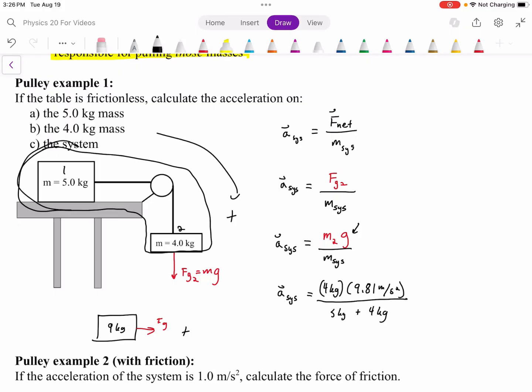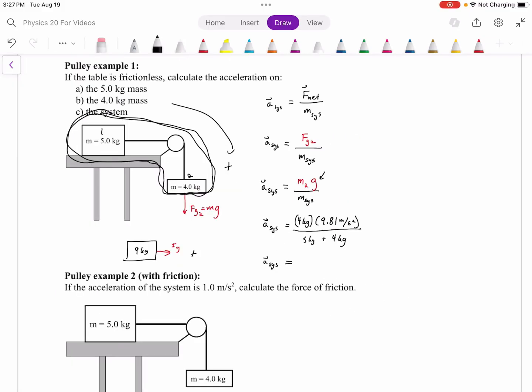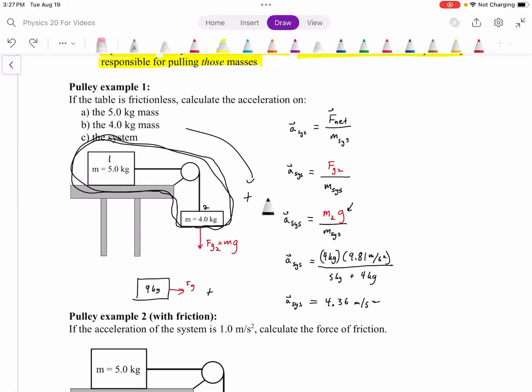That is the one big object that we're moving's mass. So I got that the acceleration of the system is going to be 4.36 meters per second squared, right? Just finding that one mass's force of gravity and dividing by 9 kilograms. Now notice again, it's a little bit smaller. Well, it is smaller than 9.81, right?